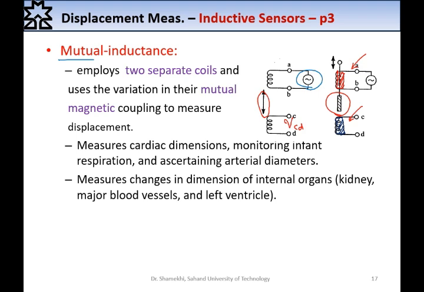We can use these types of inductive sensor to measure cardiac dimension, monitor infant respiration, and for other types of measurement like arterial diameter measuring. And also we can measure changes in the size of some organs like the kidney and some blood vessels, the left ventricle, and so on.